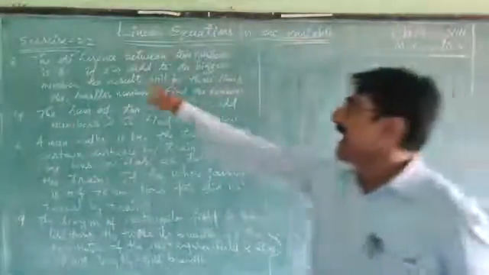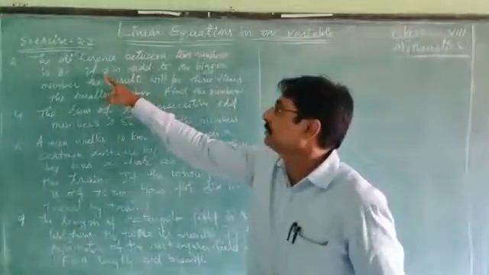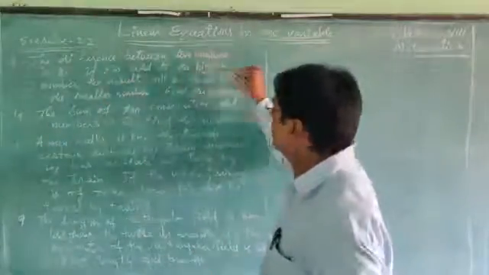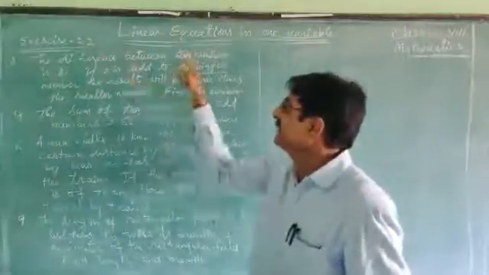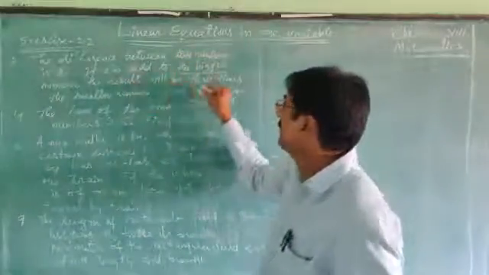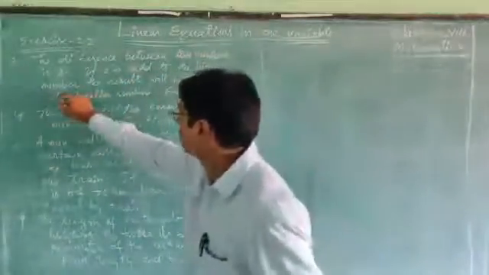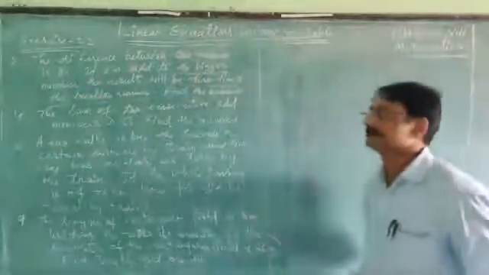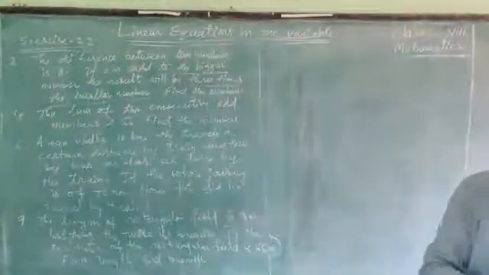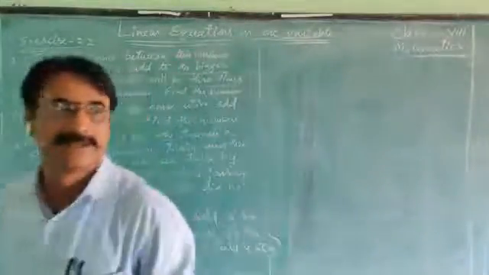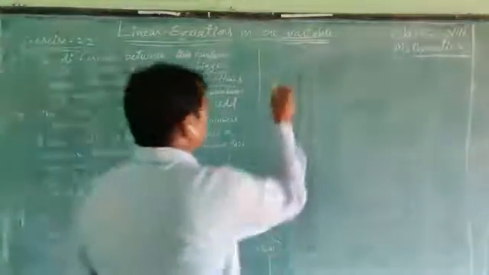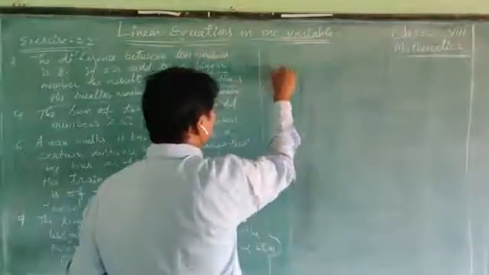If we add how much? 2. To which number? The bigger number. After adding 2 to the bigger number, the result will be 3 times the smaller number. Find those numbers. How to find them? Solution of the second sum.